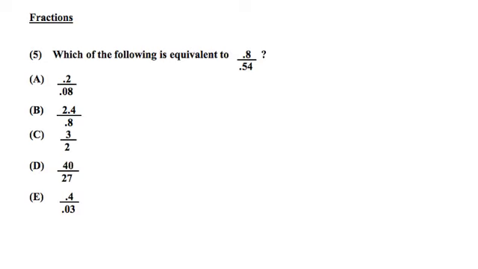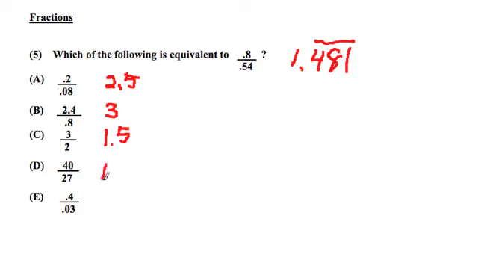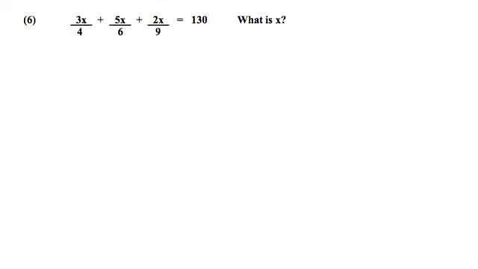Well, if you do that division, you get 1.481 repeating. So you just want to check the answer choices. 0.2 divided by 0.8 is going to be 2.5. This is going to be 3. That's 1.5. And here you'll get 1.481. So that's the answer. Next fraction problem.